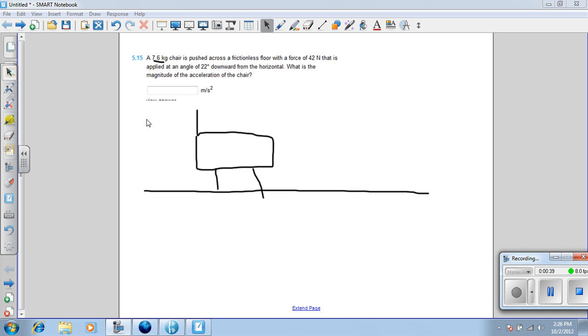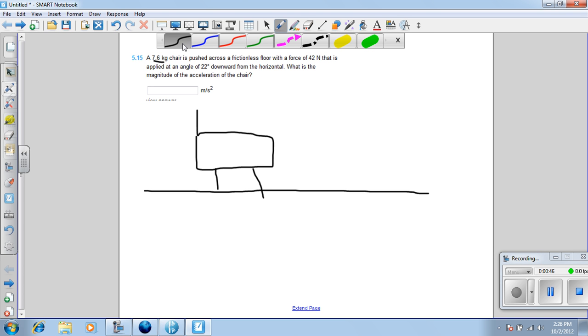So anyway, the weird thing here is we've got a force acting downward at an angle. So we don't want to do that. We want to apply a force at a downward angle like that. Okay? So back to vectors here.